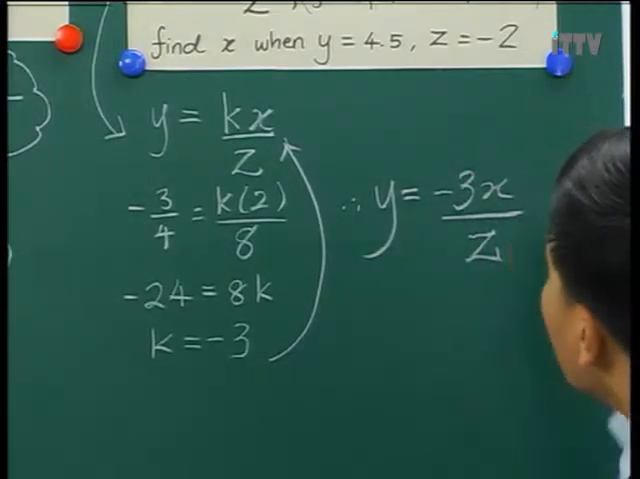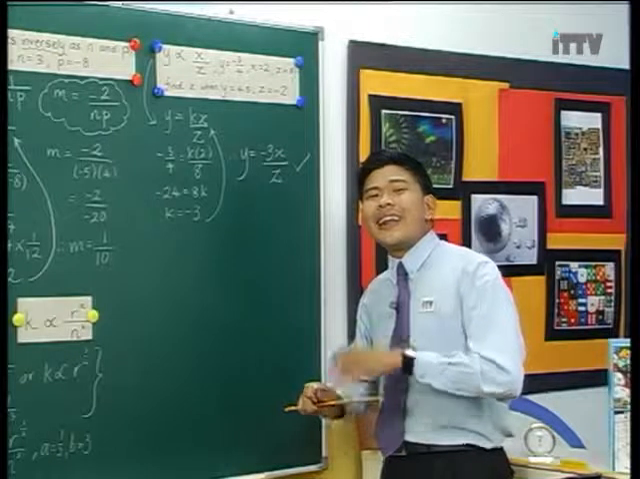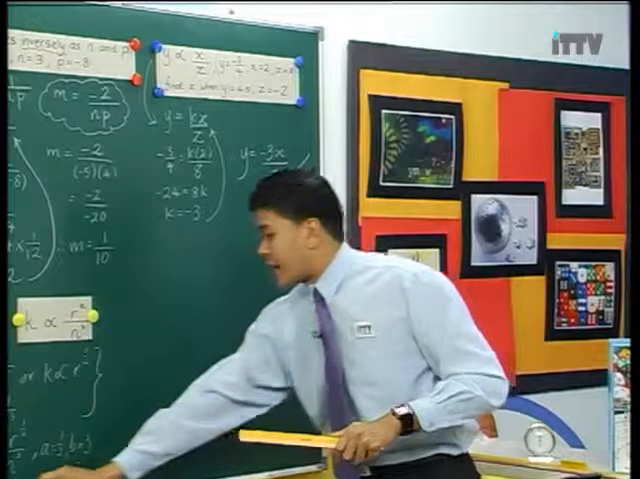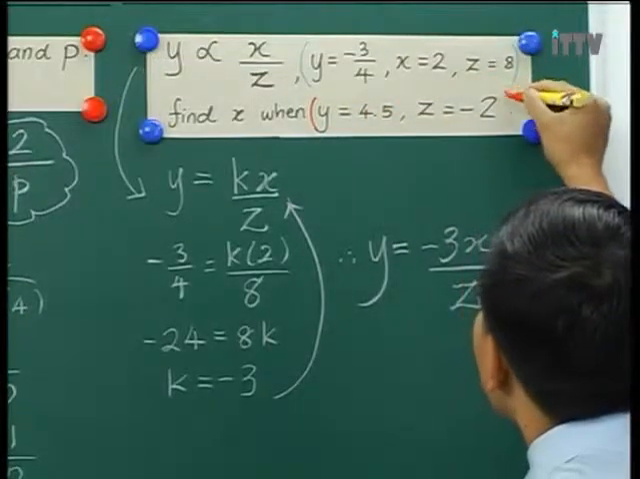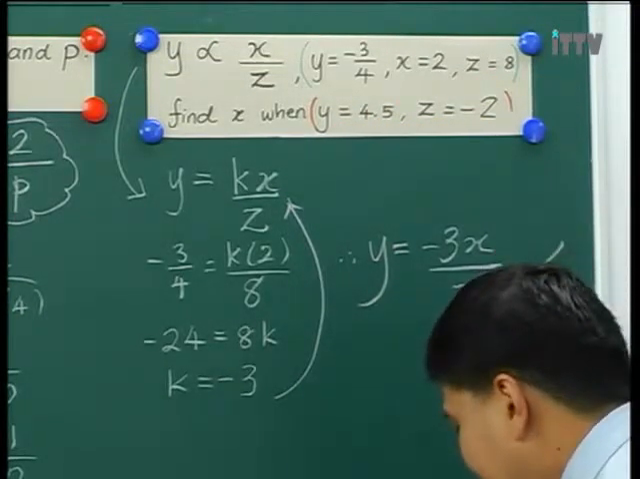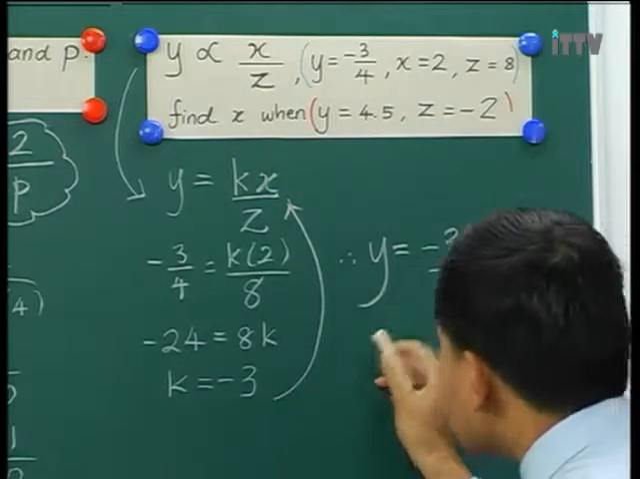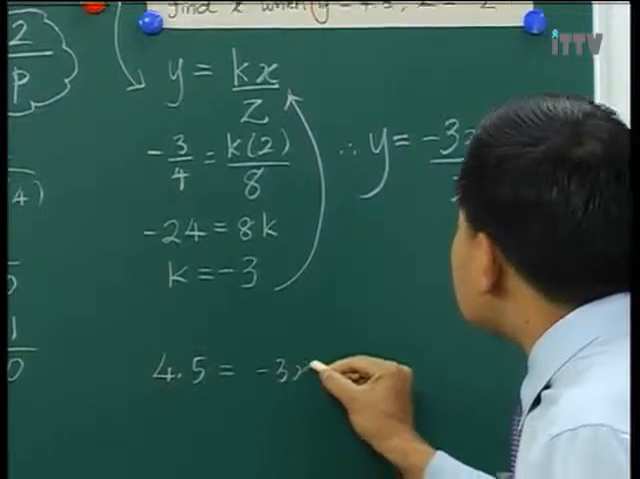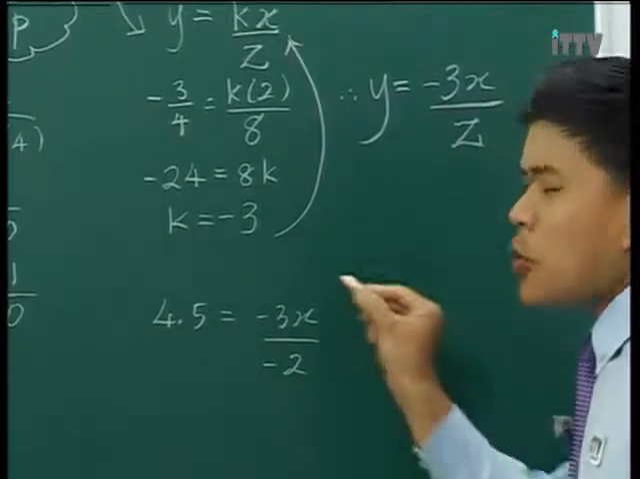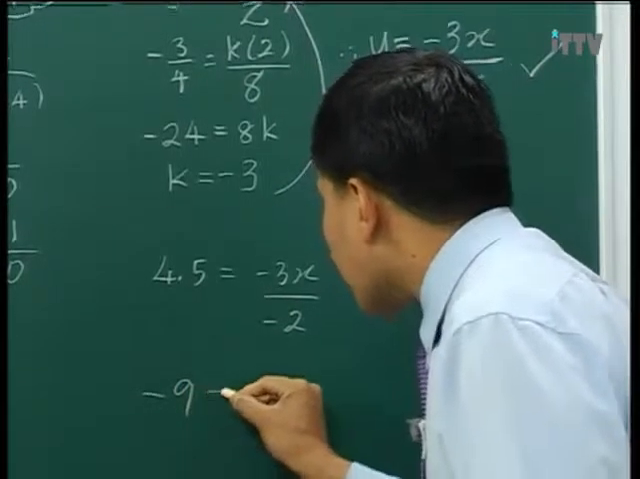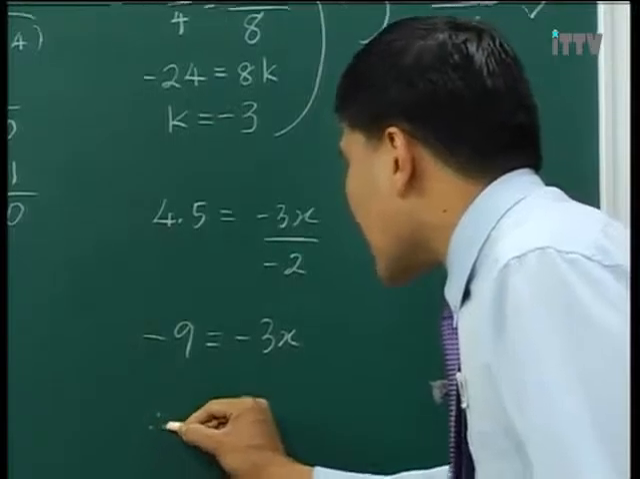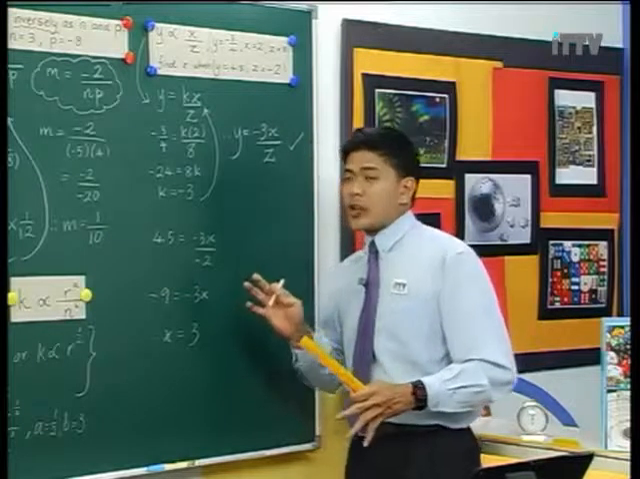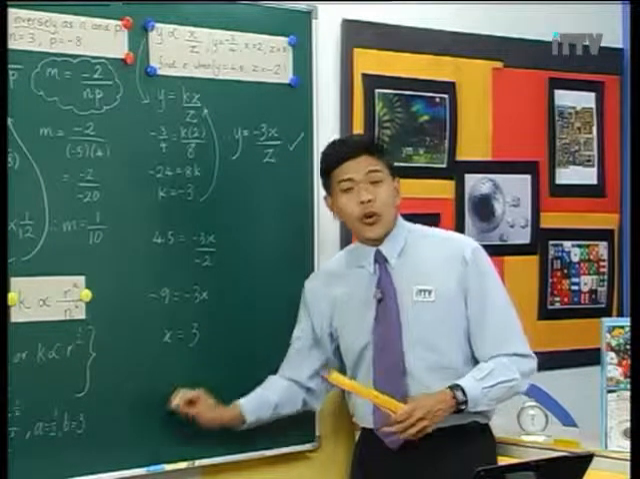Because now we already know the complete equation, we can use it to find any variable given the other 2 variables' values. And that is exactly what we have right here. Take a look at this set now. When y is 4.5 and when z is negative 2, find x. So use this now. Put them in directly. Let's cross multiply, and very simple, we have already got the value of x, which is 3. That is how you actually attempt these questions. Remember, you must always complete the equation first.